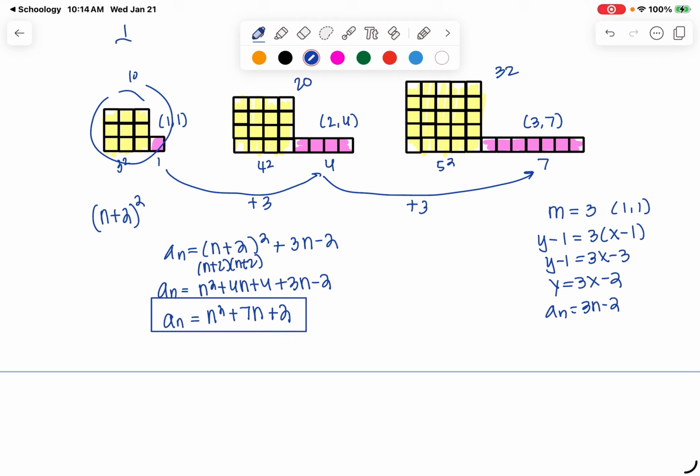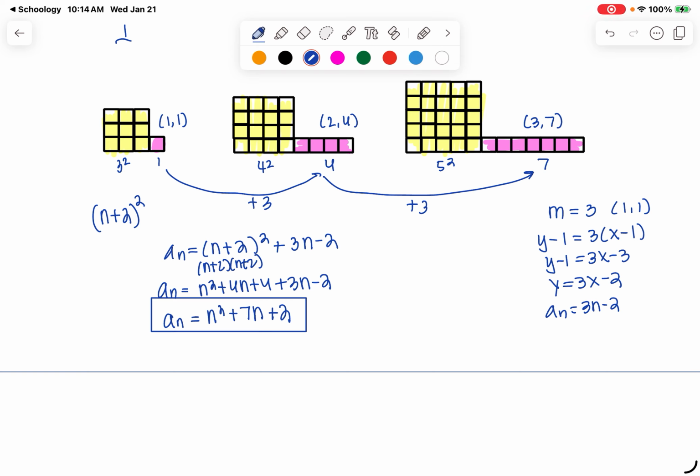So when I plug in 1, I get 1 squared, which is 1, plus 7 plus 2, which is 10. Plugging in 2, I get 4 plus 14, which is 18, plus 2 is 20. That works. And plugging in 3, I get 9 plus 21 plus 2, which is 32, and it works. So it definitely works, right?